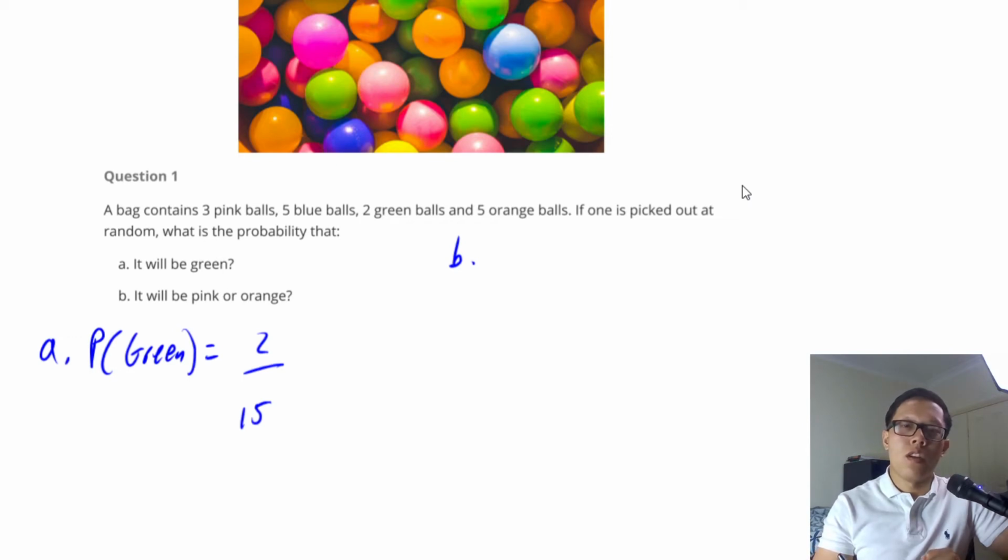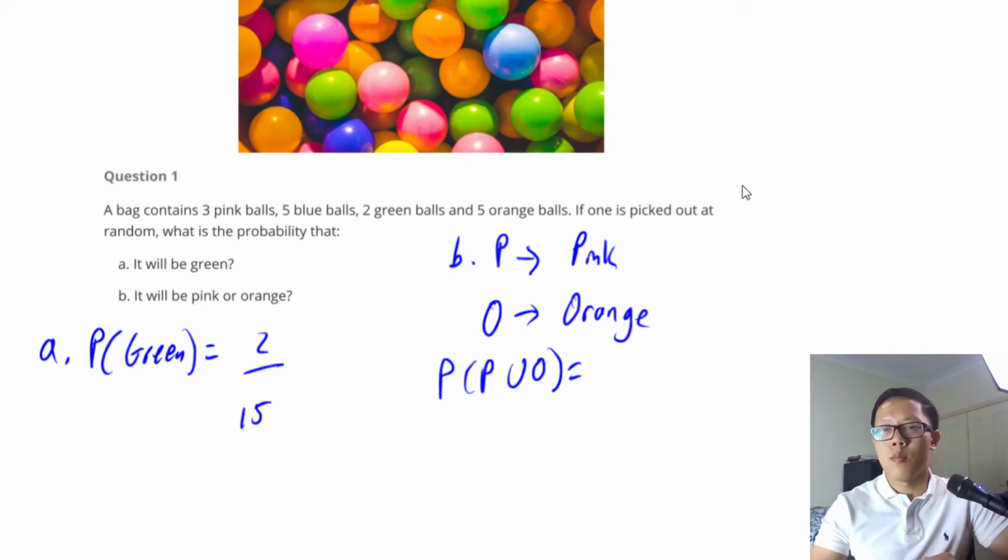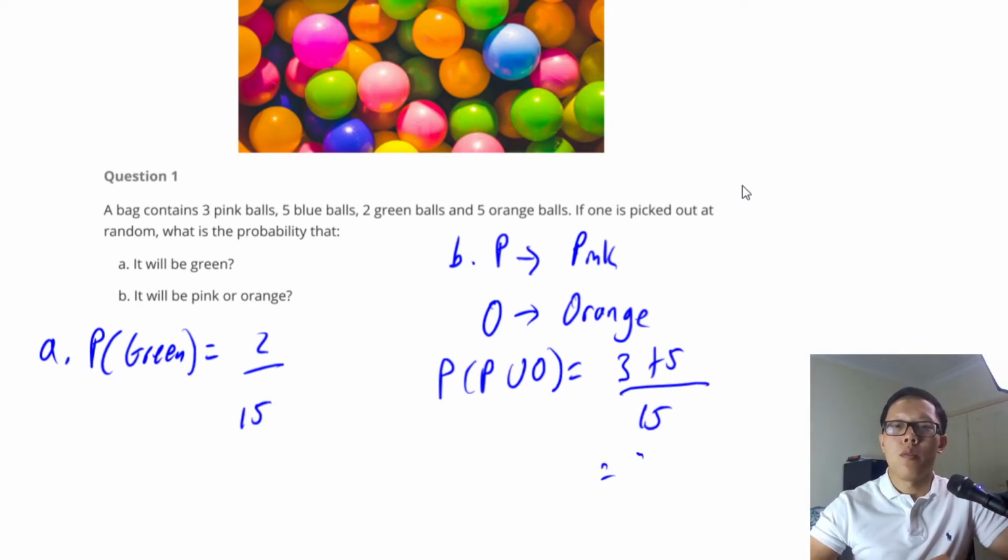Part B, what is the probability that the one ball we pick out is going to be pink or orange? So I'm going to name our outcomes to make it a bit shorter. P is going to stand for picking out a pink ball, and O is going to stand for picking out an orange ball. So I want the probability of pink or orange. This U looking symbol is our union symbol. It's the OR symbol, and I'll cover more on this in a second. So again, desired outcomes, there are 3 pink balls and 5 orange balls out of 15 balls in total. So the probability of pink or orange is simply 8 on 15.